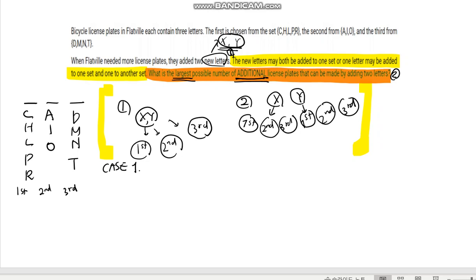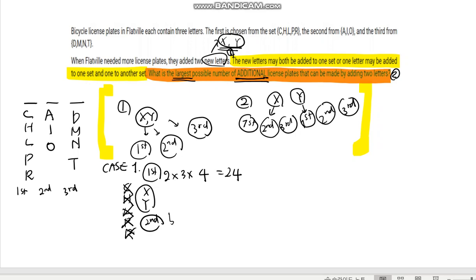Then what happens here is that CHLPR shouldn't be used anymore, because XY should be used instead, because we are only concerned with getting the number of additional license plates here. So XY goes into the first one. Then we have 2 times 3 times 4, right? So this is 24.